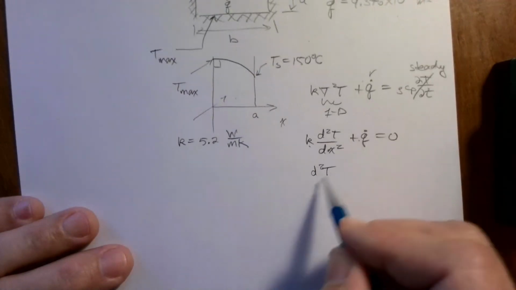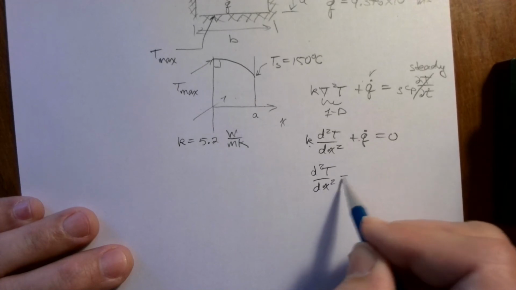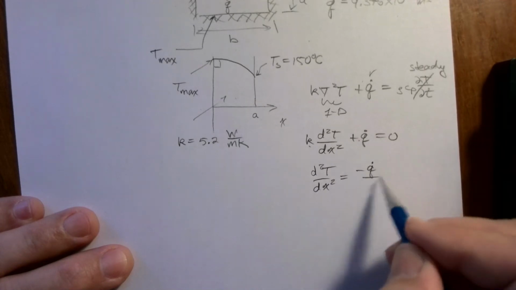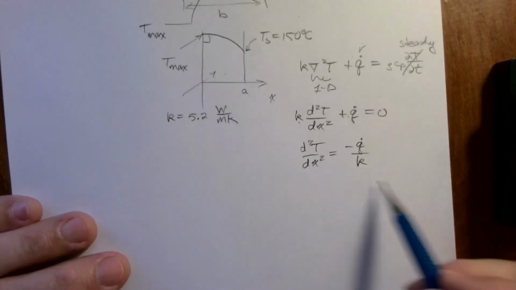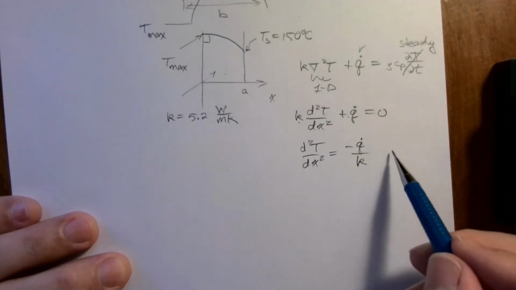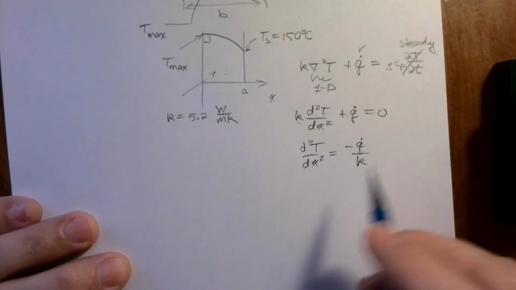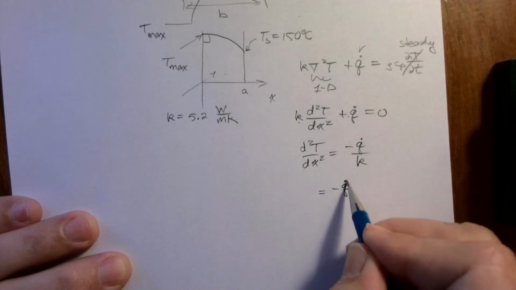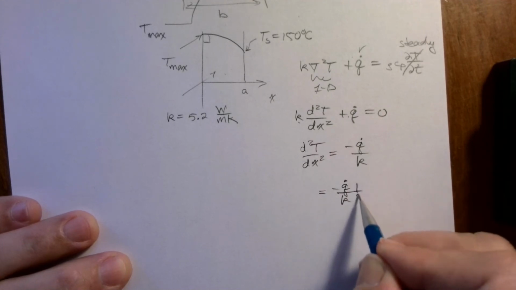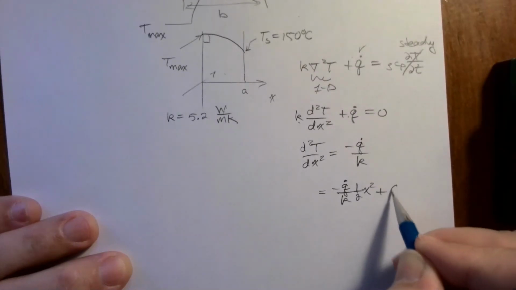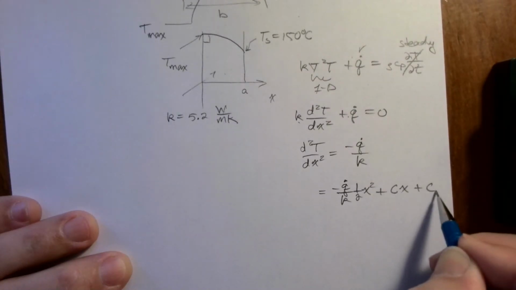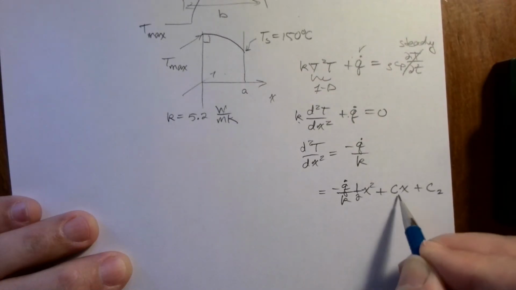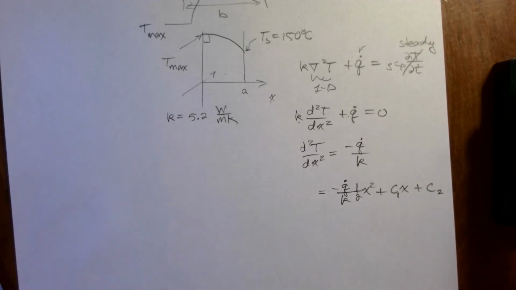Right, so d squared T dx squared is equal to minus Q dot over K. Integrate once puts an x here plus an arbitrary constant. Integrate again. We'll end up with minus Q dot over K times 1/2 x squared plus that first constant times x plus a second constant. Let's call those constants C1 and C2.